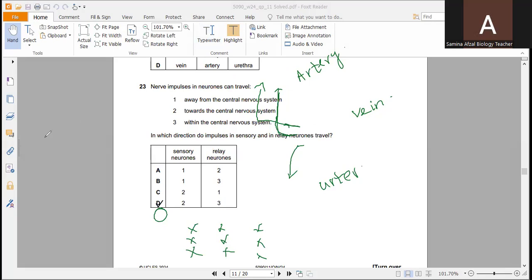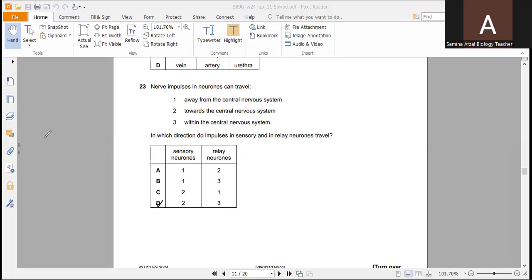Next question, nerve impulses in neurons can travel away from the central nervous system, towards the central nervous system, or within the central nervous system. In which direction do impulses in sensory and in relay neurons travel? So you know the sensory or receptor neurons, they take the messages towards the central nervous system.